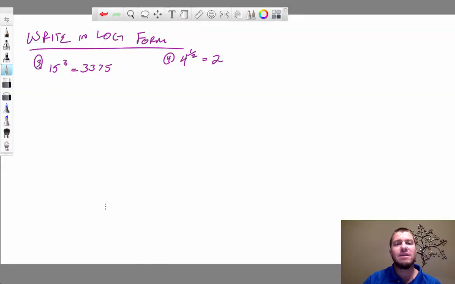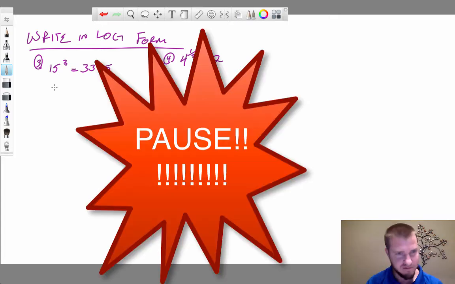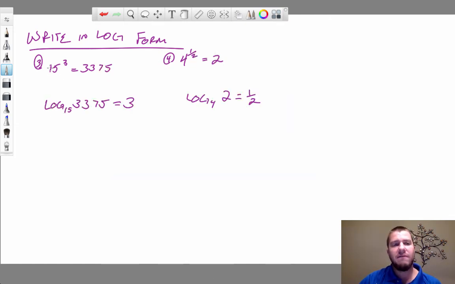So go ahead and try these two to write in log form. Remember, it's the same saying. Keep the base, then go away, then come back. So I have log base 15, keep the base, then go away, of 3375, come back is equal to the exponent 3. And the same here, keep the base, log base 4 of, go away, 2 is equal to, come back, 1/2.